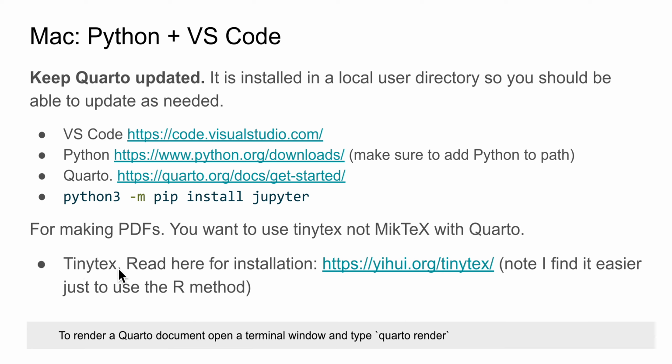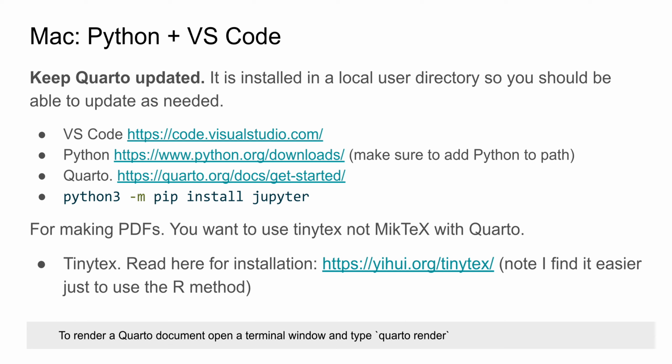This is the one that really plays nice with Quarto. You can read about the installation here. I will say that because I have R installed, I find it so much easier just to install from R, because you just load a library and you just say install TinyTeX. But the instructions aren't that hard. I've definitely done it many times on Unix machines. But if I'm on my Mac and I already have R, then I probably just install from R.